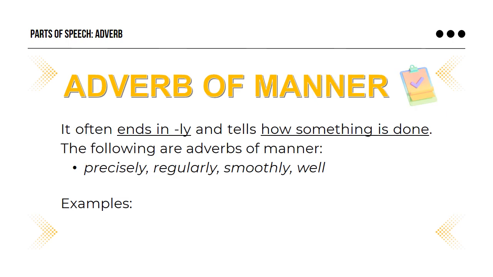The third classification of adverb is the adverb of manner. It often ends in ly and tells how something is done, meaning papaano siya ginawa or papaano siya natapos. So the following are adverbs of manner. We have precisely, regularly, smoothly, and well. Some examples of these when used in sentences are, the parade went smoothly.